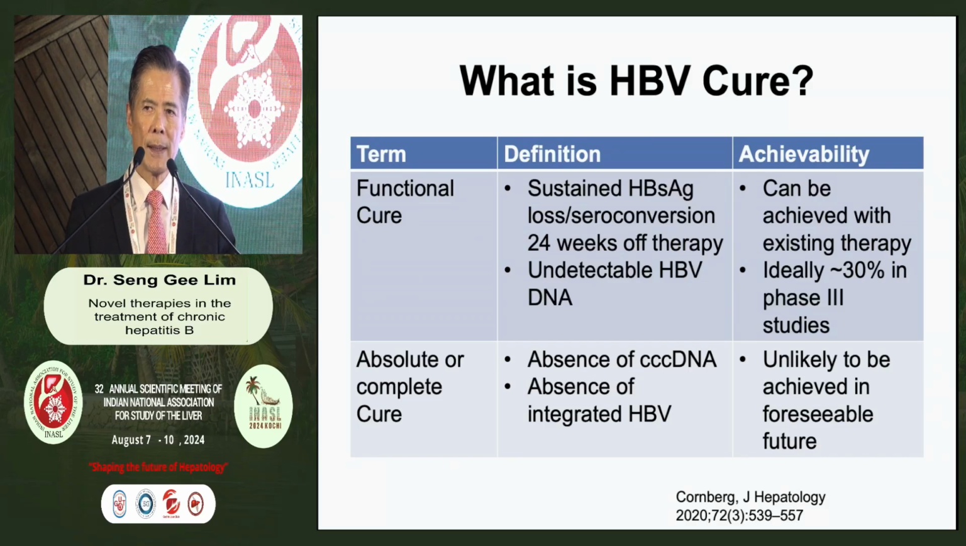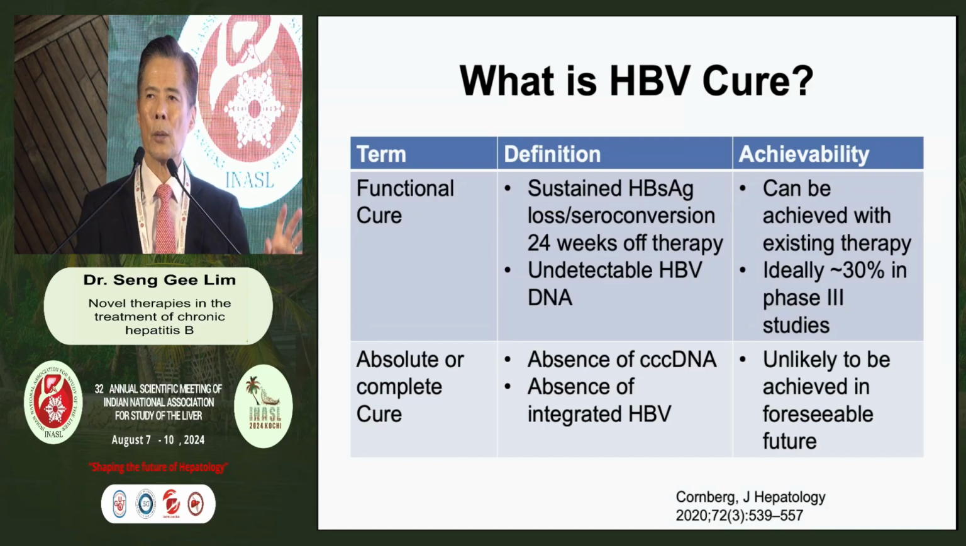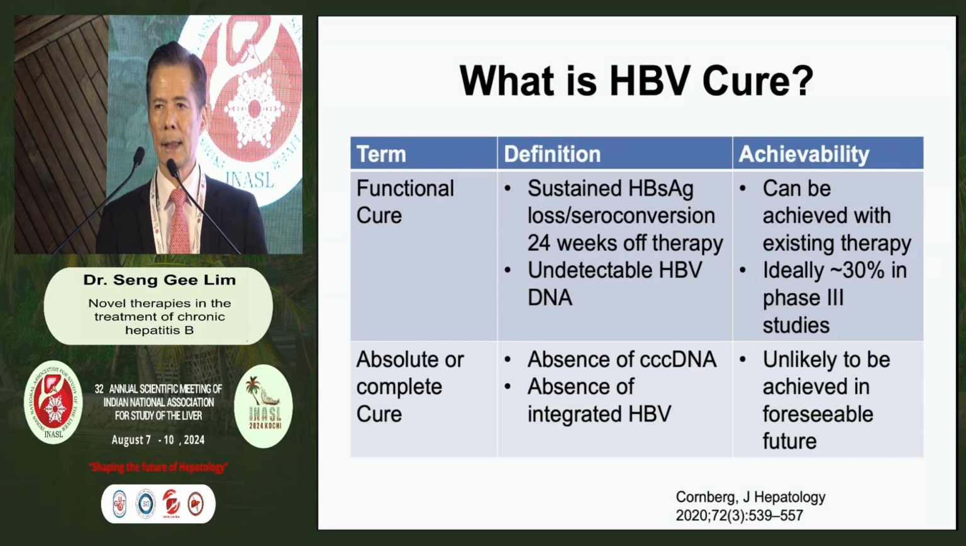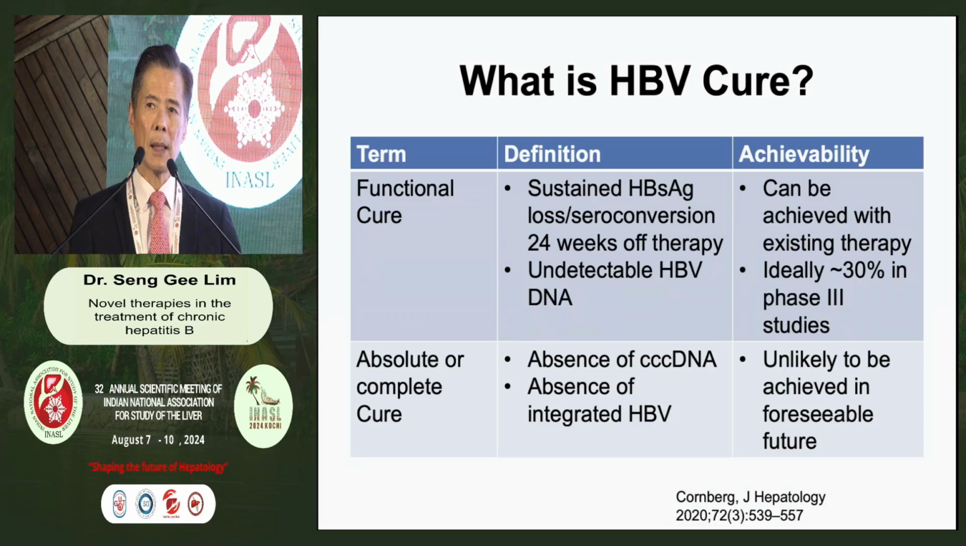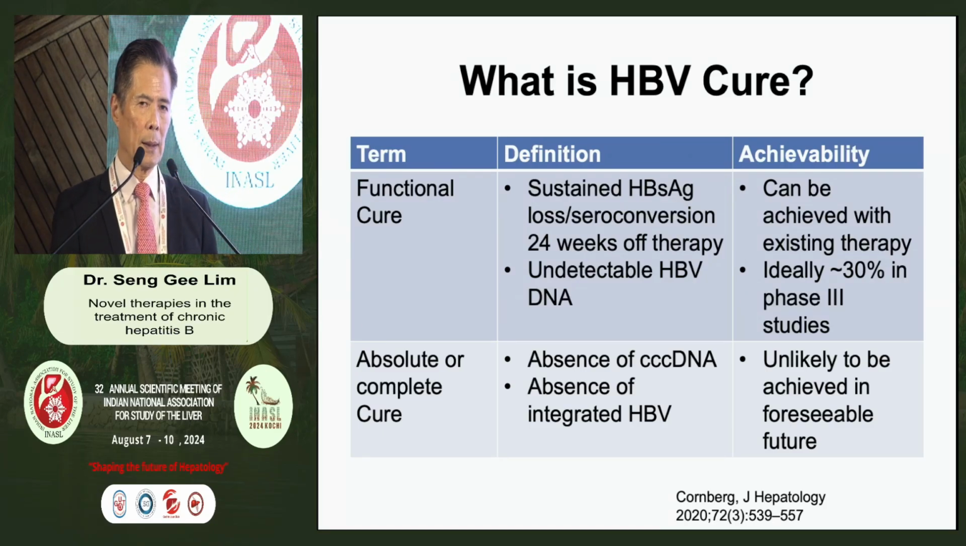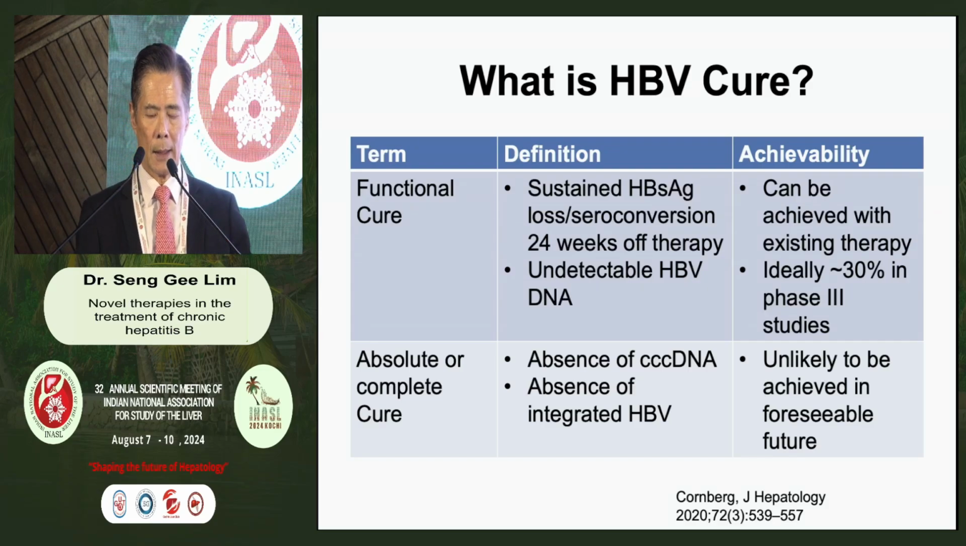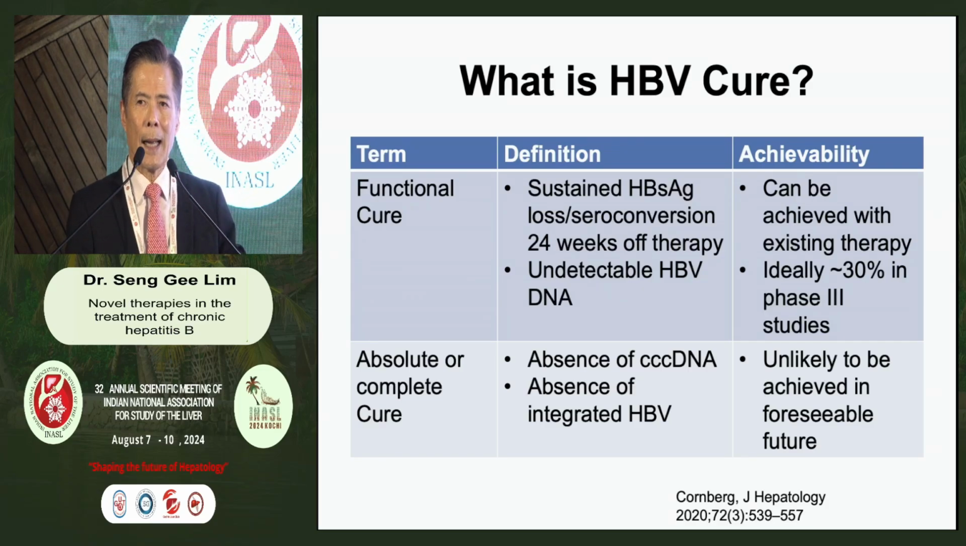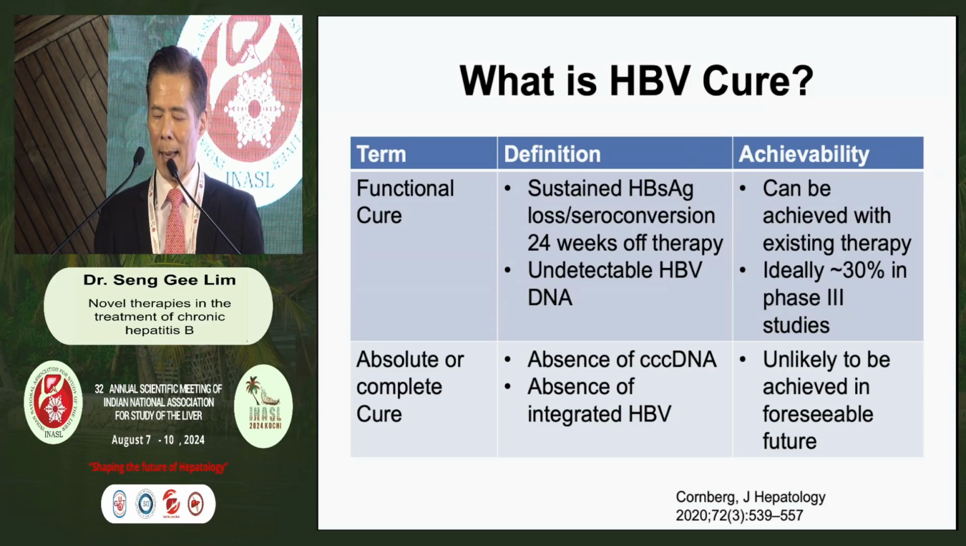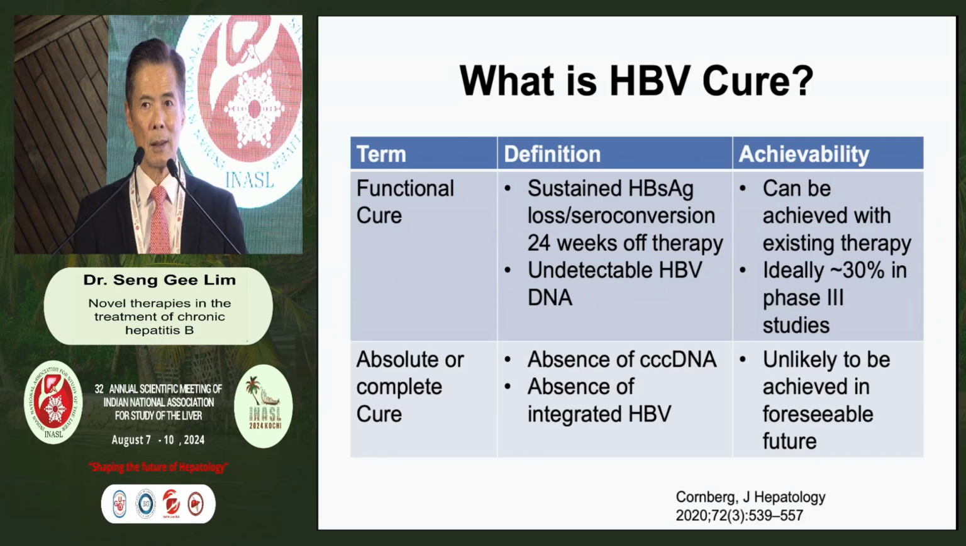Your S antigen needs to be negative by serological testing, with or without antibodies, and your DNA needs to be negative, 6 months being off therapy, being off nucleoside analogs or any other antiviral therapy. Hopefully, this can be achieved in 30% in phase 3 studies. Now, absolute or complete cure is the absence of cccDNA. I'll explain what that is in a minute. And the absence of integrated HBV, which is extremely challenging. And this seems to be unlikely, although gene editing seems to be moving very rapidly in this area.